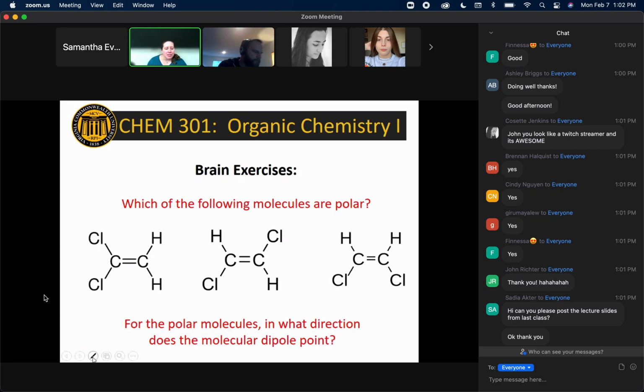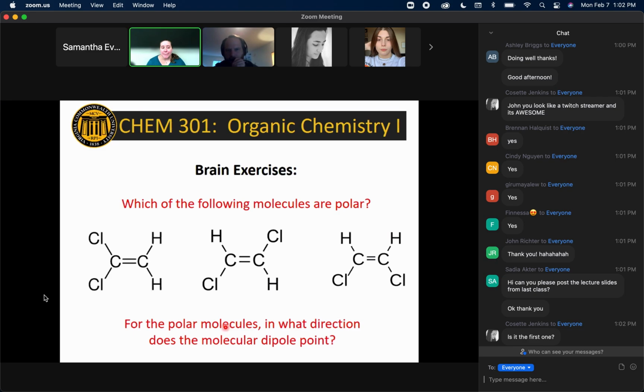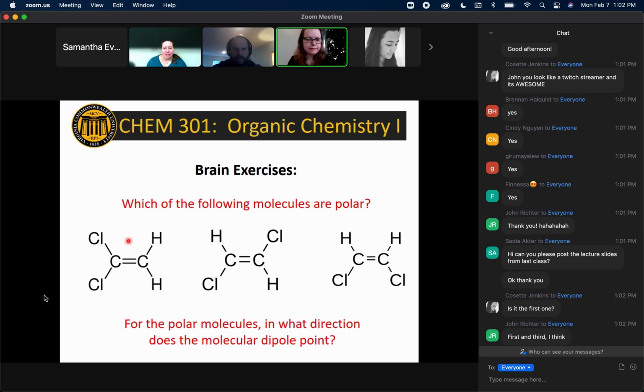Okay, so back to stretching out our brains. Out of these three molecules, which ones are polar? Is it the first one? What do you guys think? Is it the first one? Is this first one over here polar? No, I think it's the second one. We want to see which one's polar.